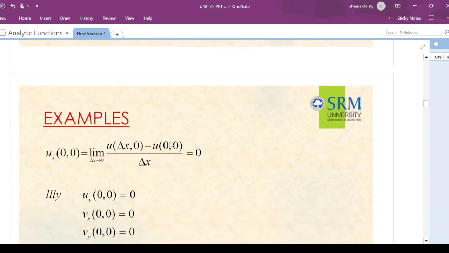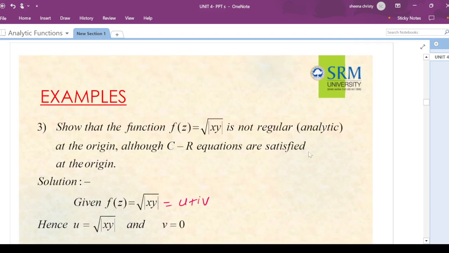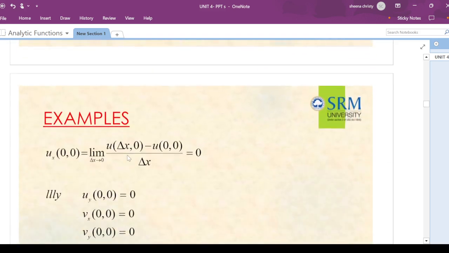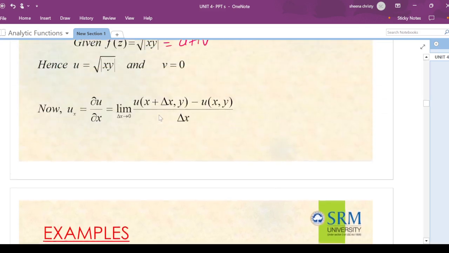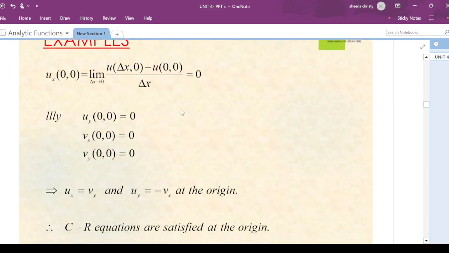Now you have to find what is the value of ux at the origin, because they are saying that this function is not regular at the origin. So you are finding ux at the origin, that means x equal to 0, y equal to 0. By substituting it, you are going to have u of del x comma 0 minus u of 0 comma 0. Wherever x, y comes here, you are going to put 0 here. So you are getting u of del x comma 0 minus u of 0 comma 0 divided by del x. You know that u is equal to modulus of xy. So put u of x comma y means you have to put x equal to del x and y equal to 0. Therefore, this gives you 0 here.